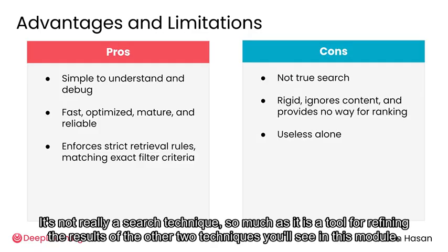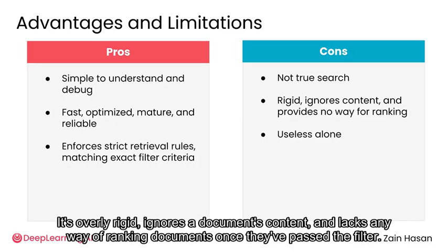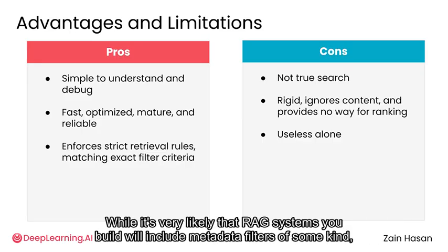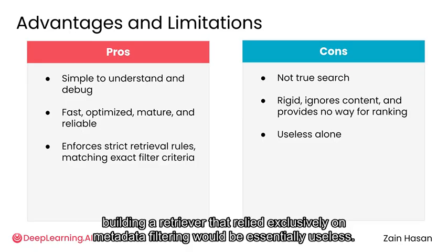It's not really a search technique, so much as it is a tool for refining the results of the other two techniques you'll see in this module. It's overly rigid, ignores a document's content, and lacks any way of ranking documents once they've passed the filter. While it's very likely that RAG systems you build will include metadata filters of some kind, building a retriever that relied exclusively on metadata filtering would be essentially useless.